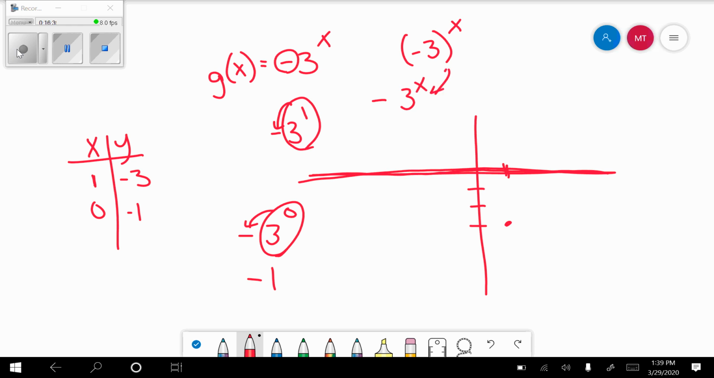So these things right here are not the same. And that's what we're going over here. So this would be here, and this graph would start to look like that. You can finish it up with your x and y chart, but it would look like this. We're just covering what that negative would do.